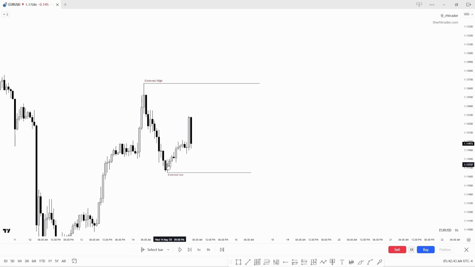We have our external low and external high plotted, and we want to see price take out one of these levels before engaging in price. We also want to see price engineer liquidity right above this low or right below this high. So let's see what price does. At this point, we want to see price take out this external low before engaging.